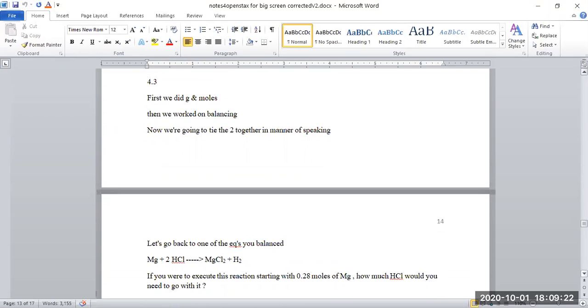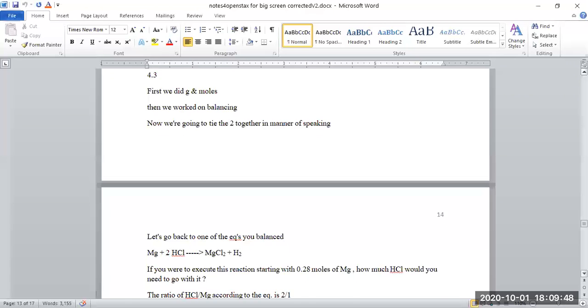We've been doing grams and moles and sometimes molecules. We've also done some balancing. Stoichiometry is synthesis. Stoichiometry is pulling a whole bunch of different pieces together to do entire calculations.